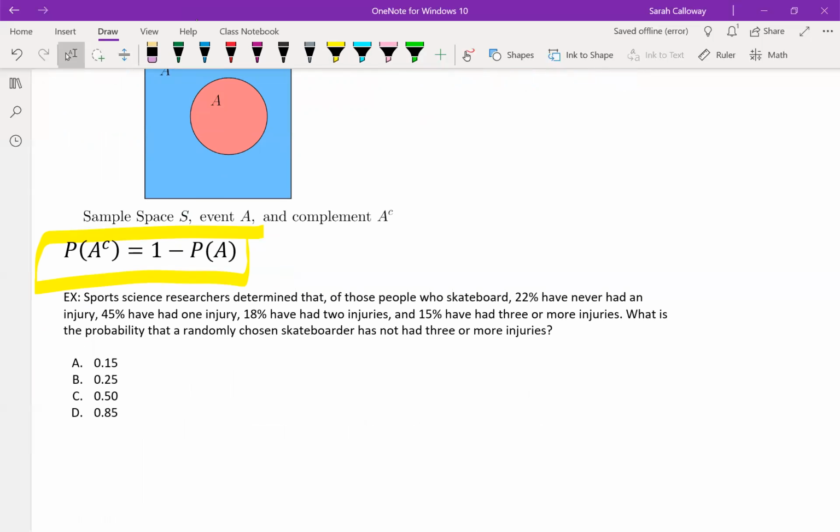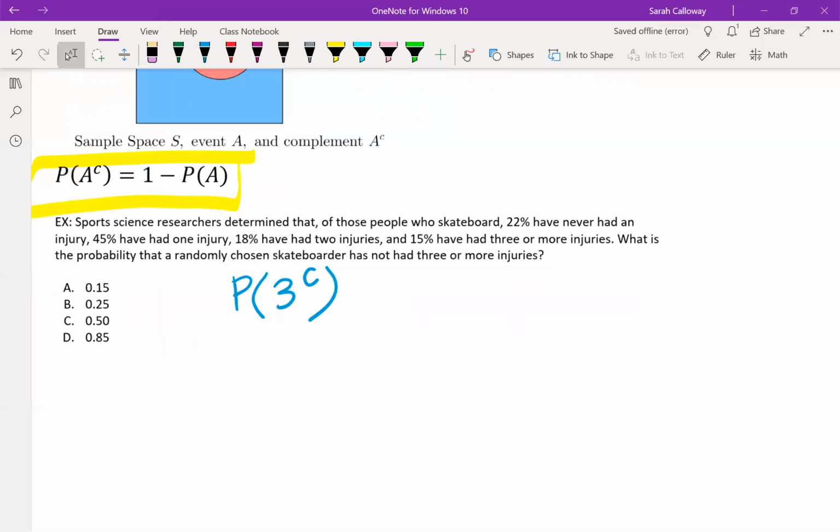So we'll talk about that in 2 different ways in this example. It's the injury example again. This time we're asked, what is the probability that a randomly chosen skateboarder has not had 3 or more injuries? So that means we're asked for the probability of the complement of 3 or more injuries. Using our formula, that means we're going to do 1 minus the probability that they did have 3 or more injuries, which is 15%.